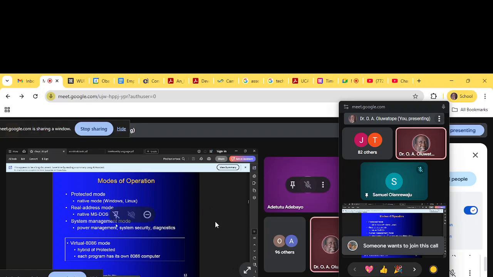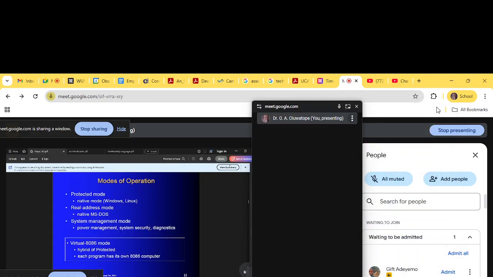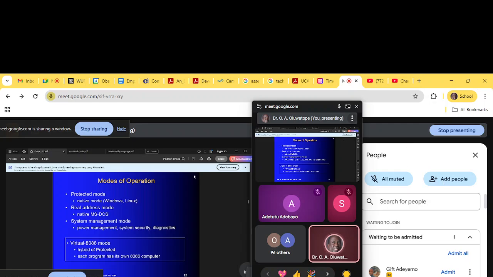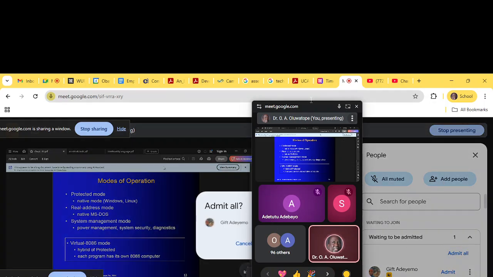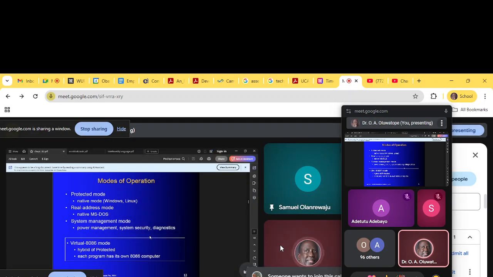A third mode of operation is known as the system management mode. And what happens at that level is power management, system security, and diagnostics operate. For example, your BIOS and all of those. That's the level upon which the system, the processor, can operate.